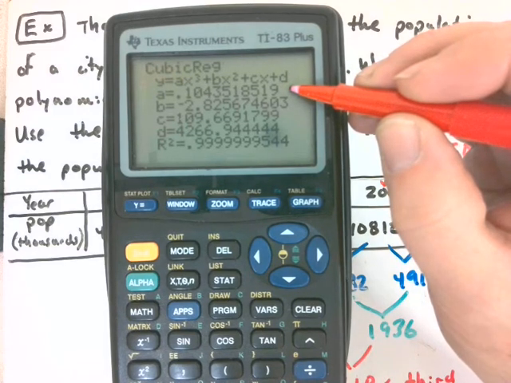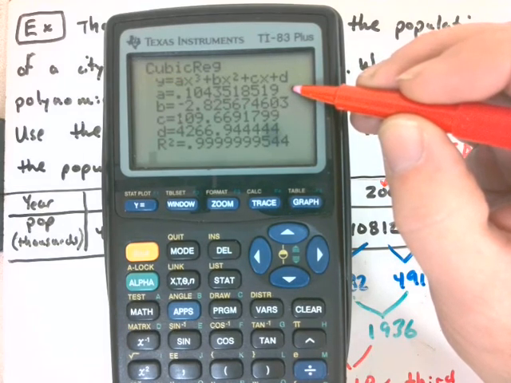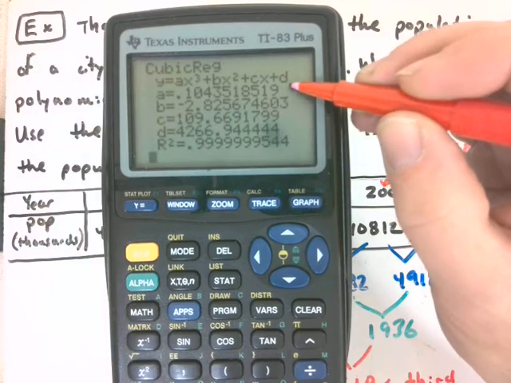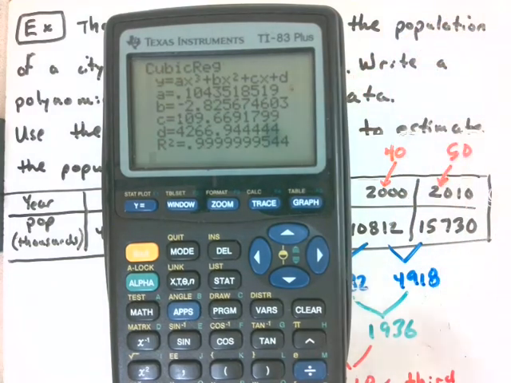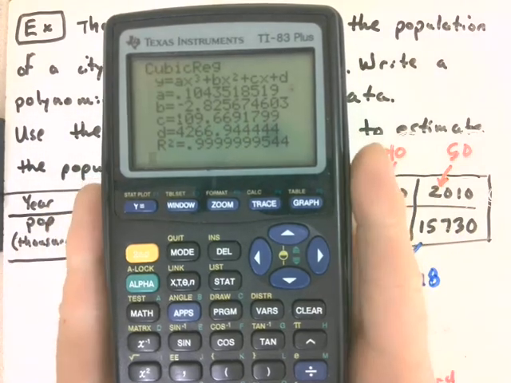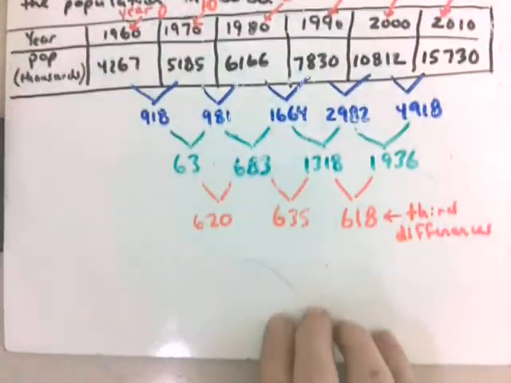0.1043518519. What our book does is round that off to 2 decimal places. So for a, that would be just 0.10. Our book will round all of these off to 1 decimal place. So for us to come up with our equation, I'll get a little room to write this down here.